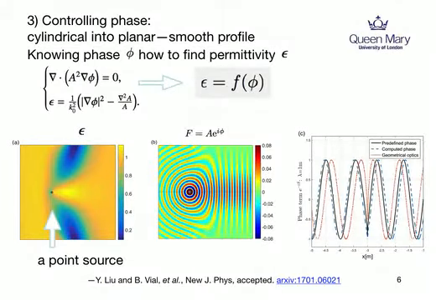The third example is about controlling phase. In figure A, we design such a profile. If we put a point source in the black circle, the cylindrical wave will convert to planar wave as shown in figure B.